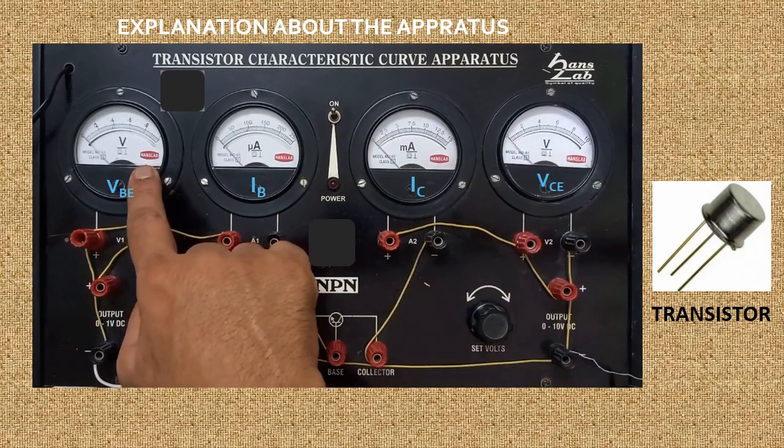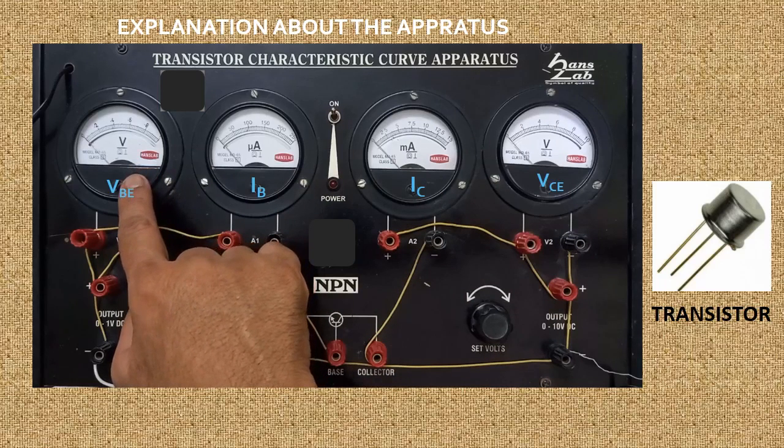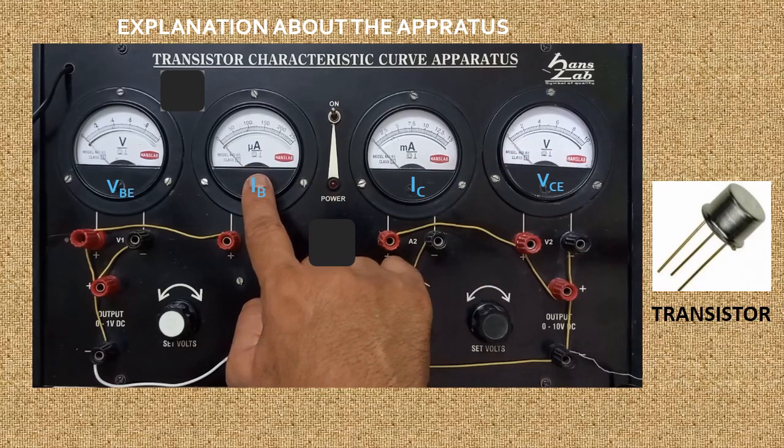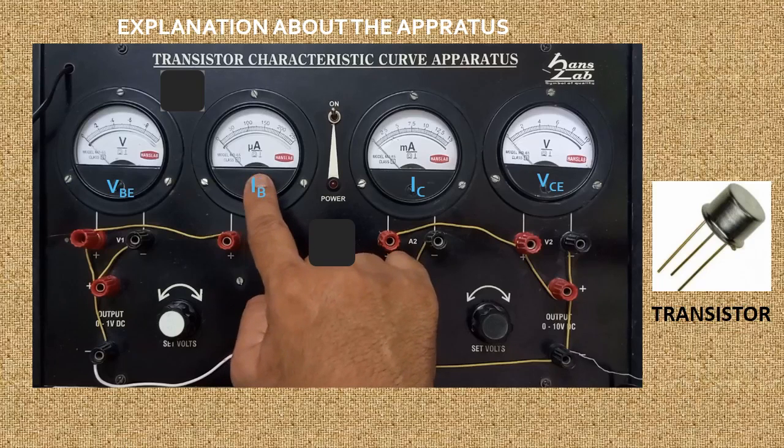This is the voltmeter that will measure the voltage across base and emitter, that is VBE. This is the voltmeter that is used to measure the voltage across collector and emitter. Therefore, it should be called VCE. This is the microammeter. That one will measure the base current. Base current will usually be very small. That's why we are using a microammeter. So it measures IB.